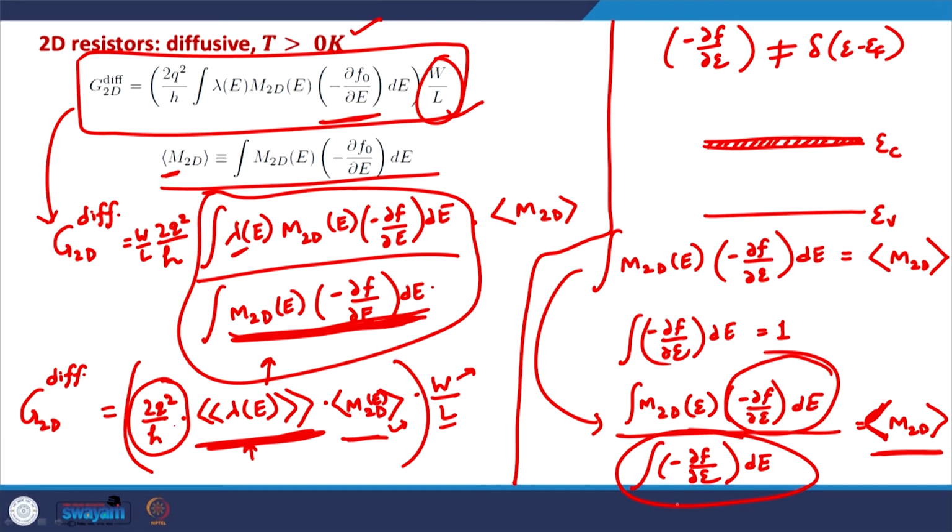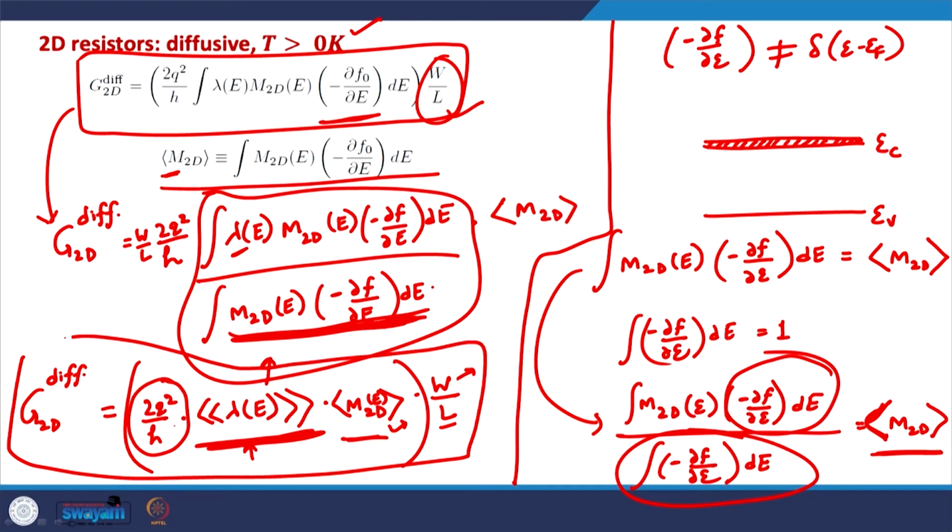Okay. So, this is the core result here, and if we know the exact expression for lambda(E), we can do these calculations, and this can be calculated with the help of the Fermi-Dirac integrals.